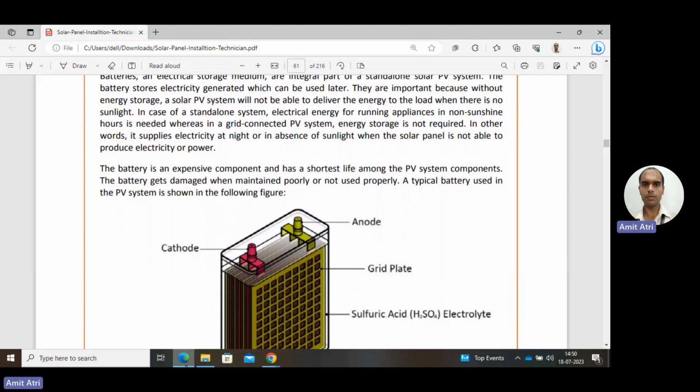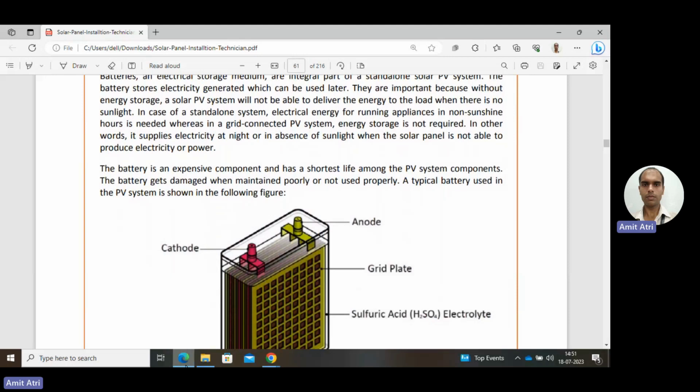The battery is expensive cost-wise, and its life is the shortest as compared with the other components in the solar PV system. It also requires proper maintenance. If maintenance is not good, then the life of the battery continuously decreases and the battery gets damaged.